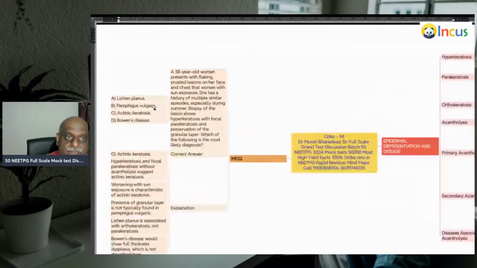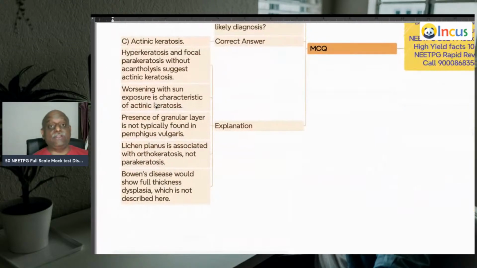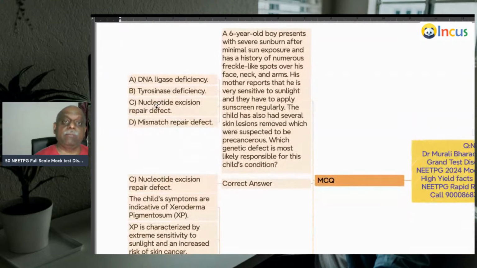So now, doctor, a 38-year-old woman presenting with flaking crusted lesions on her face and chest, hyperkeratosis, parakeratosis, but preservation of the granular layer, classical of actinic keratosis. Hyperkeratosis, focal parakeratosis without acantholysis is equal to actinic keratosis is what you need to remember.